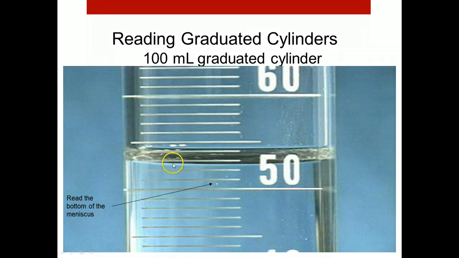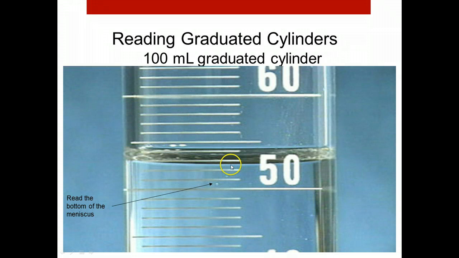So we're going to read the bottom of our meniscus. The meniscus is the very bottom of the water. You can see there's a slight curve here. The ends are a little bit higher up. That's because the water's sticking to the sides of the glass. And we want to read this bottom part. This has been calibrated. When it's manufactured, it's made to where the bottom part is going to be correct. That's going to be your accurate measurement.